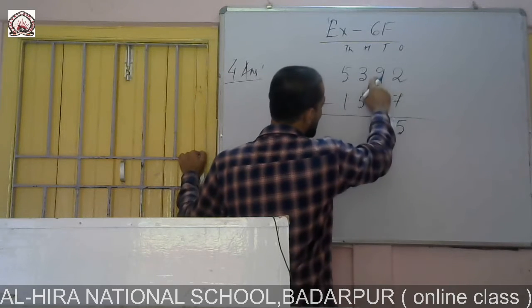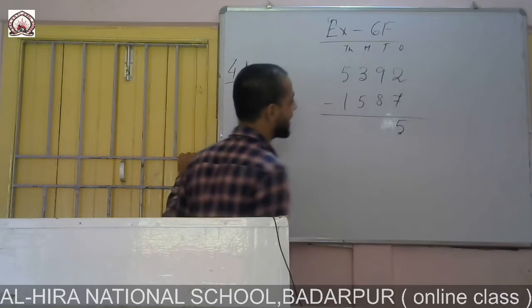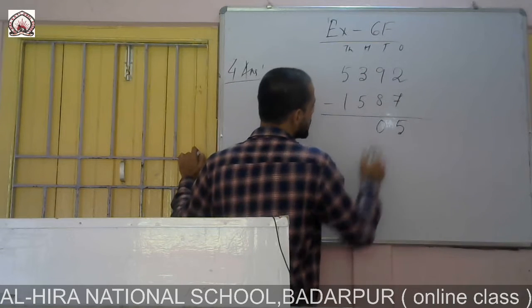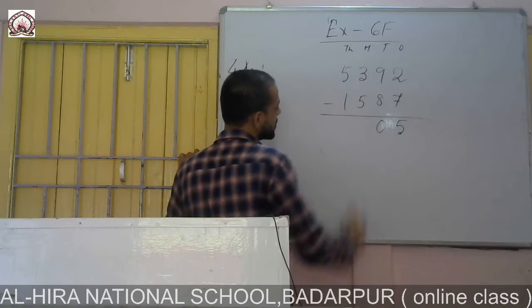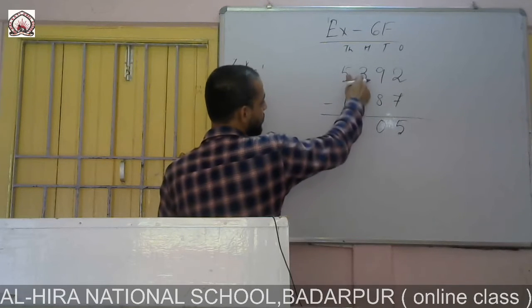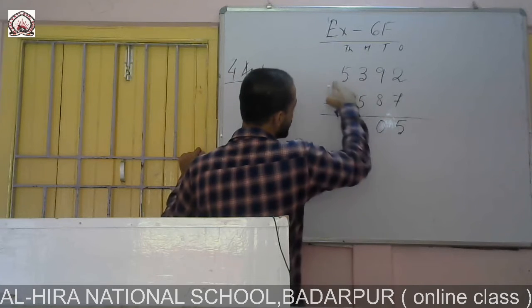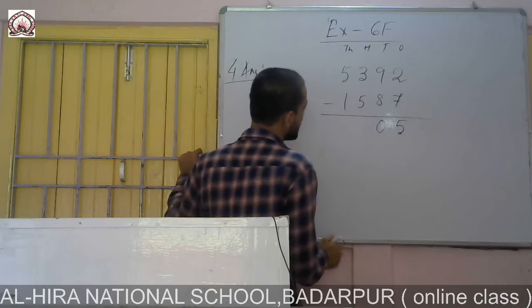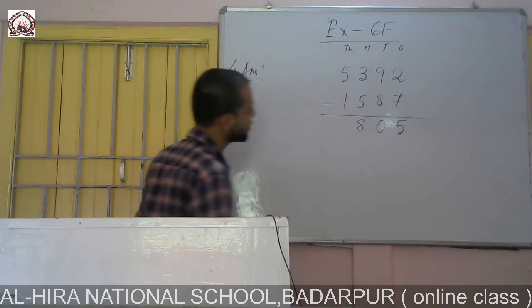Here, as we have taken 1 from the tens place earlier, the digit here is 8. So 8 minus 8 equals 0. Here we will get 3, and we cannot subtract 5 from 3. Again we have to carry 1 from the thousands place. If we carry 1 from the thousands place, there will be 13. So 13 minus 5 equals 8.